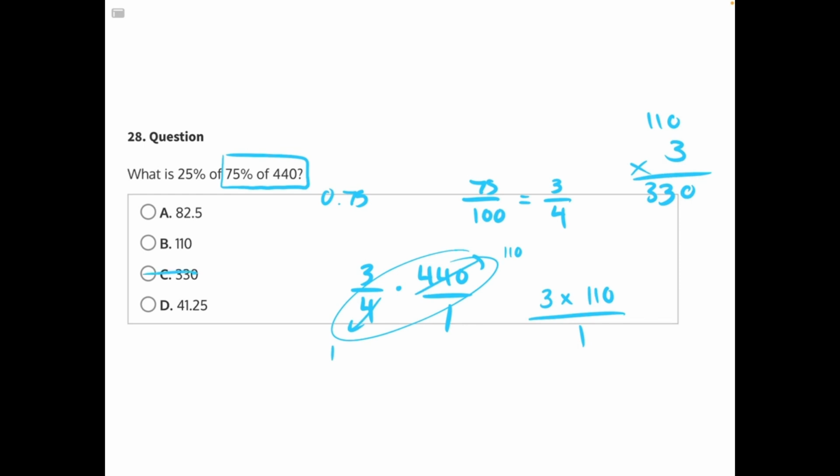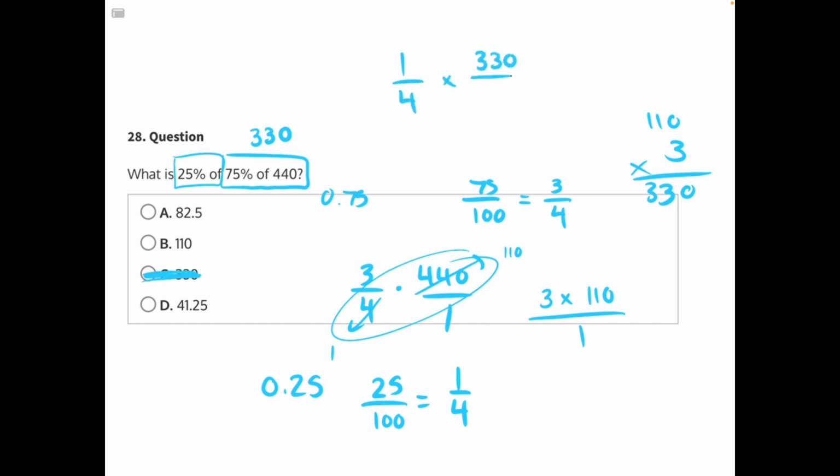But that is not the correct answer because we have one more step: to find 25% of 330, which is 75% of 440. Again, you can do this one of two ways. You could either change 25% to a decimal or to a fraction. But again, I would recommend putting the fraction in its simplest form, which is 1/4, 1/4 out of $1. So we have 1/4 times 330. We will end up with 330 over 4, and we need to divide.